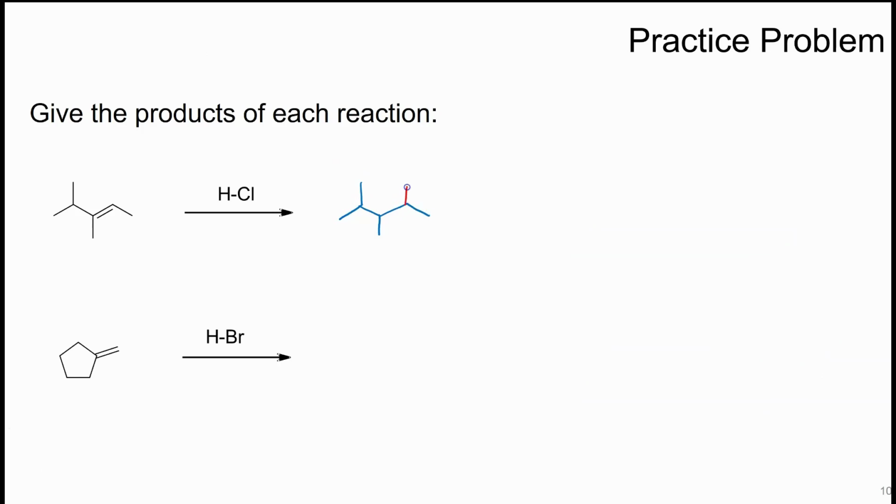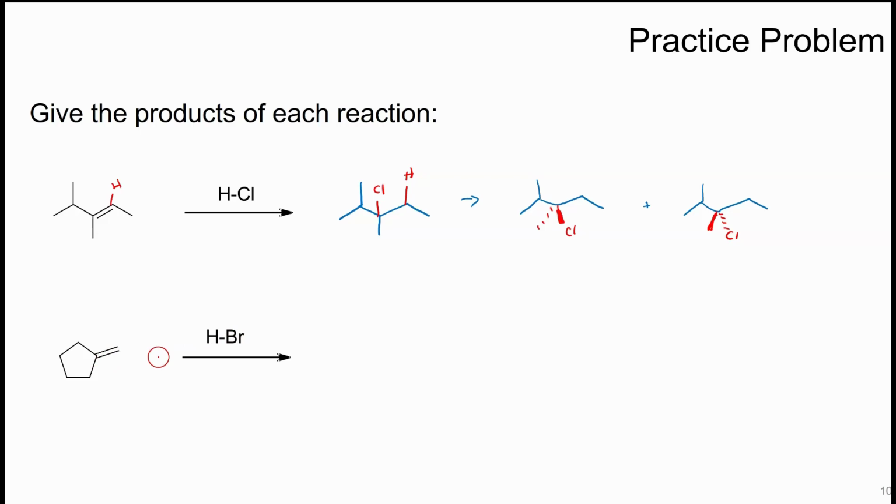H will add to the carbon with more hydrogens, which is this one. And Cl goes to the other. This is a chiral center, so we can draw two products. So this would be the mixture of products.